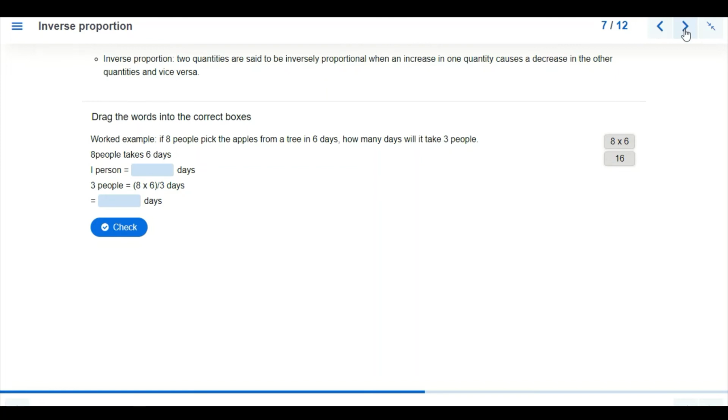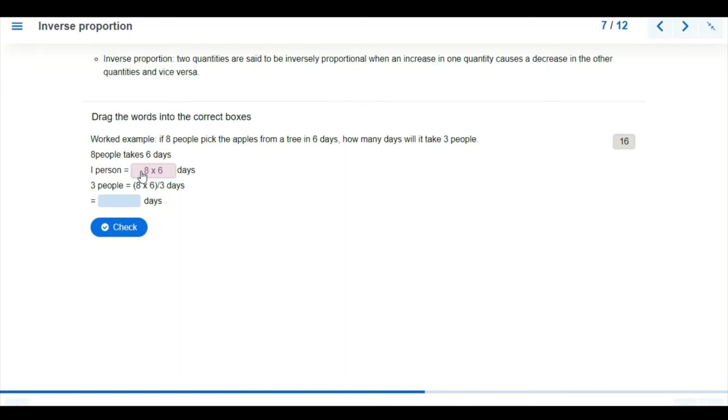So now let's look at the worked example here. We are just going to play around with this because it's already a worked example. If 8 people pick the apples from a tree in 6 days, how many days will it take 3 people? So for 8 people to pick apples from a tree in 6 days, for one person it's going to be 8 multiplied by 6. That's the number of days one person is going to take to pick those apples.